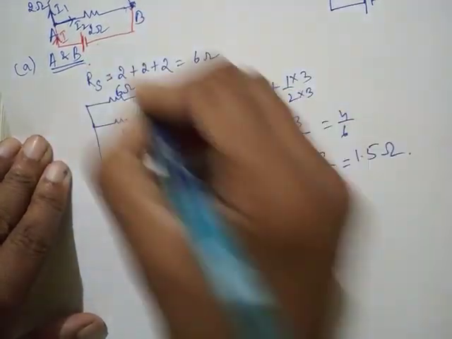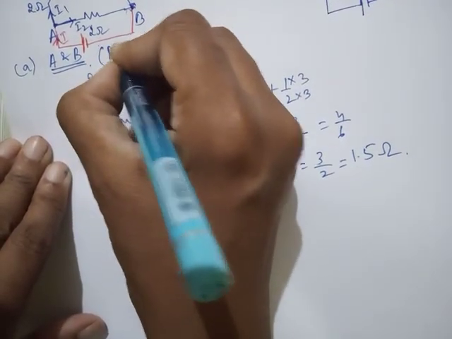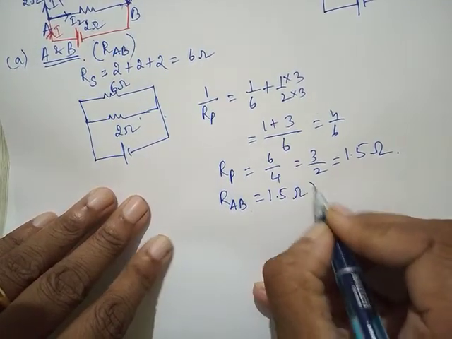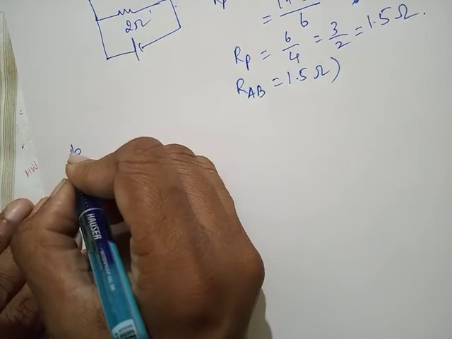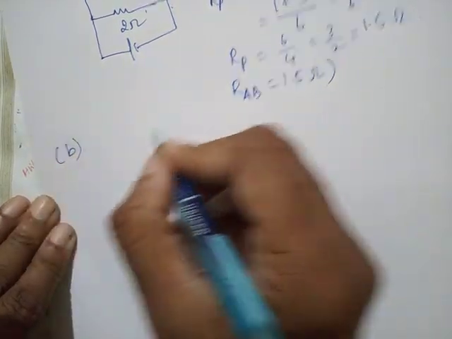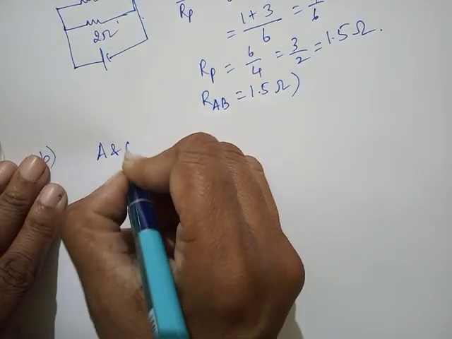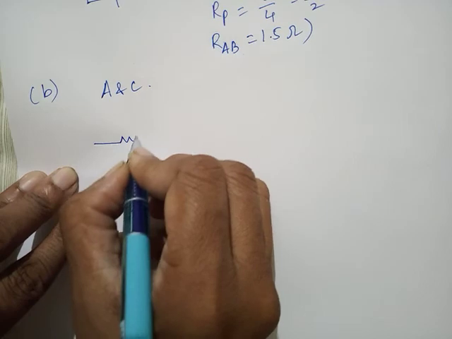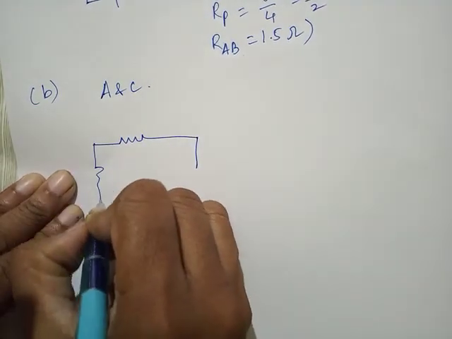Because they've asked specifically across AB, you can write that as RAB. So RAB is 1.5 ohm. Now we'll go to the B part. In the B part, they've asked you to find across A and C. So for this, what you have to do is the same: you'll take this circuit, and again you redraw it.